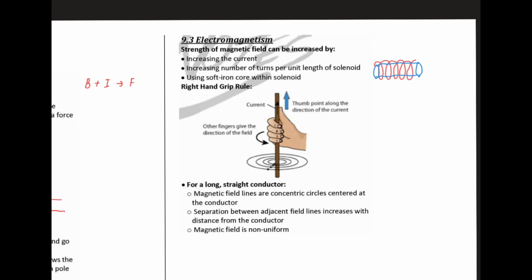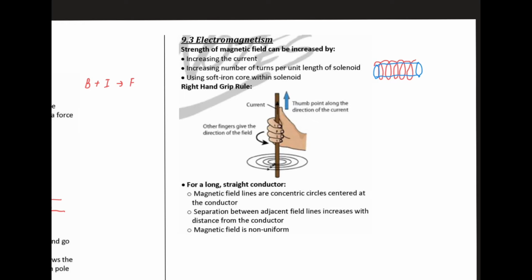Okay, then this soft iron core will make the electromagnet a stronger magnet. Now these are the three ways to increase the strength of the magnetic field. And then now, the right hand grip rule. So the right hand grip rule is used in this way.